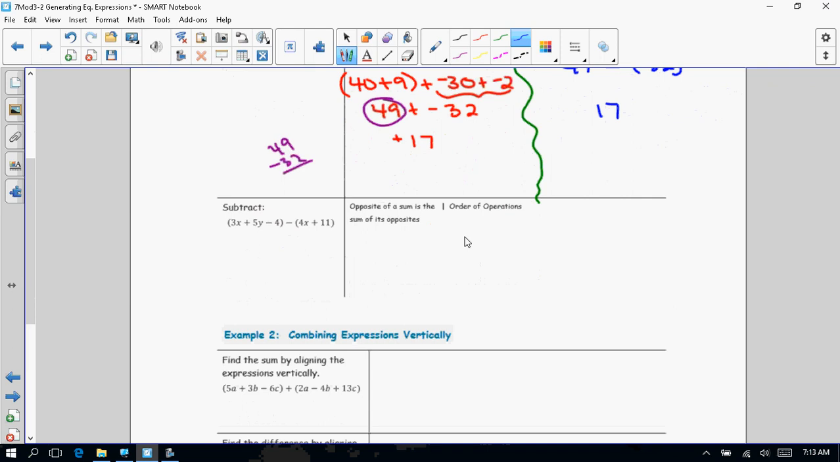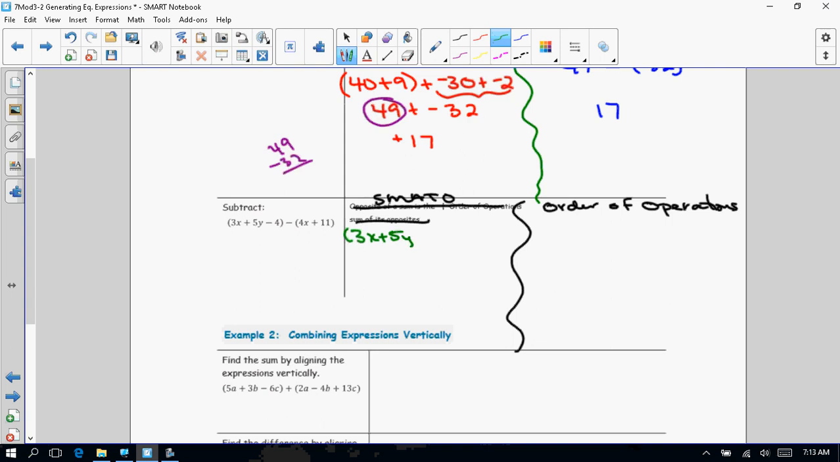Okay, so I'm going to go through this process again. Let's put SMATO on this side, and let's put order of operations on the other side. And let's go ahead and work this out. So I've got 3x plus 5y minus 4 minus everything in the parentheses over here, 4x plus 11, right?